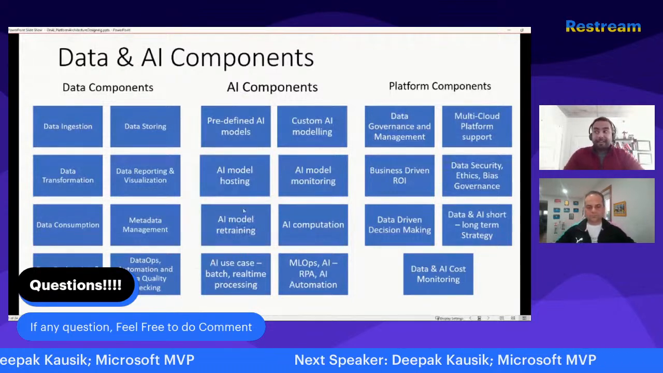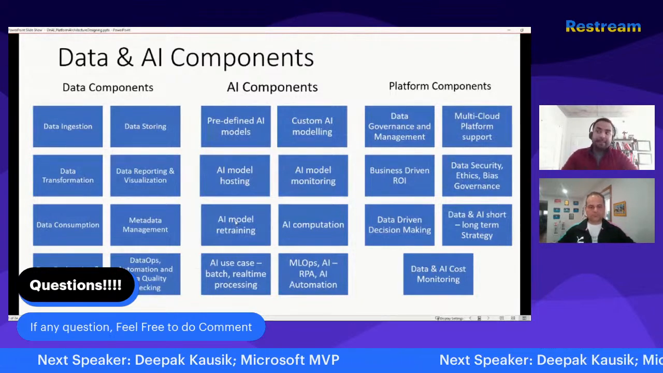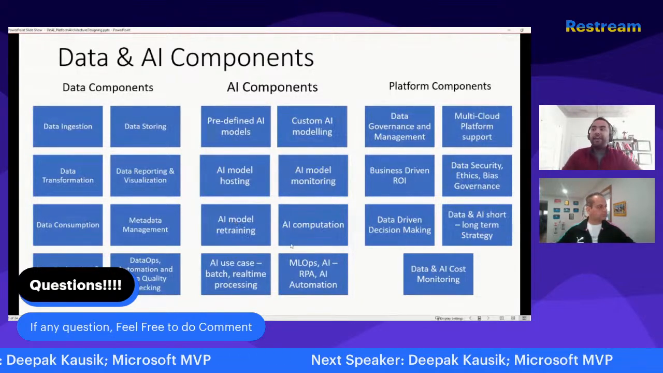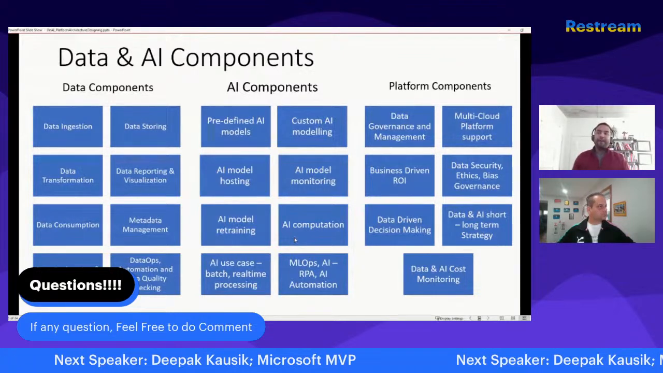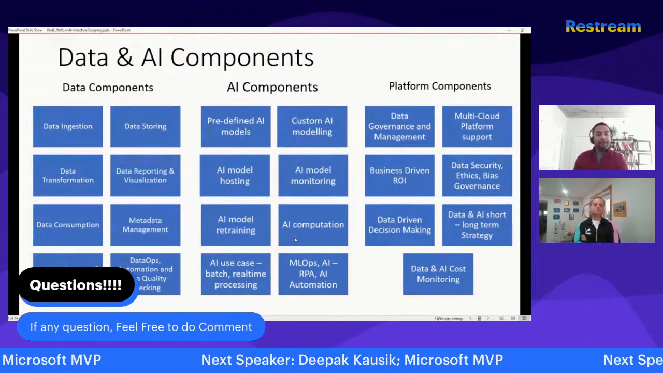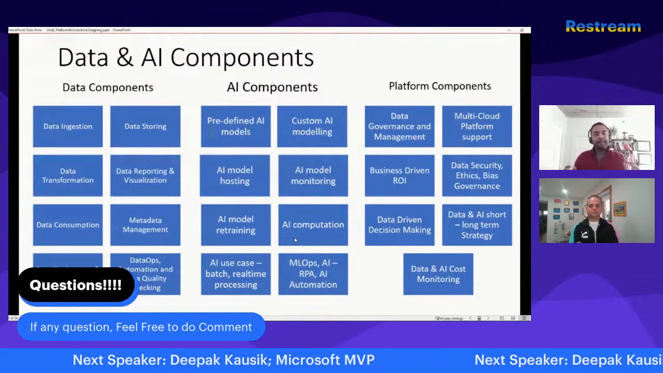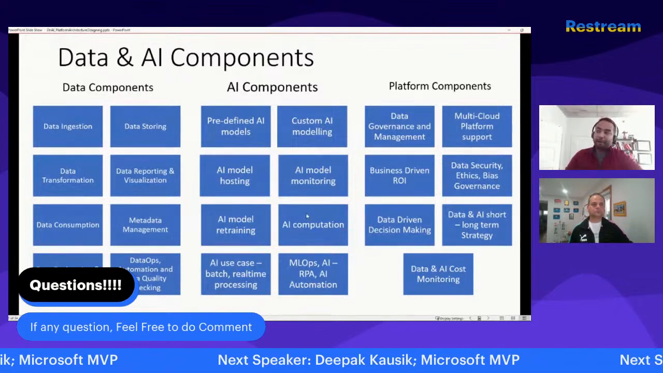Then model retraining. Do you need to retrain the model on new data on a weekly basis, monthly basis, that kind of situation. And AI computation. When you train or deploy the model, you also need to think about how the VM will be. Do you need CPU? Do you need GPU? Do you need bigger memory? That kind of computation is also important in terms of training and also deployment.